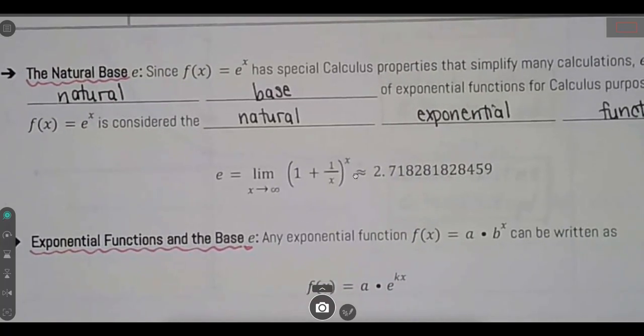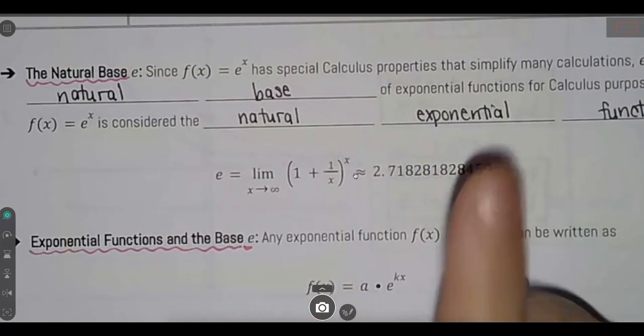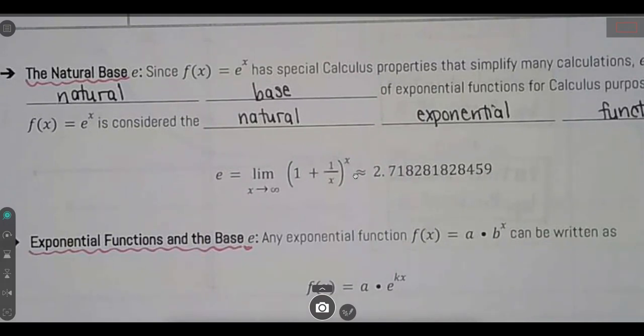Okay? For now, this is the number that it equals. In this class, you just need to know that natural log is log base e, and it is very commonly used in logarithms.